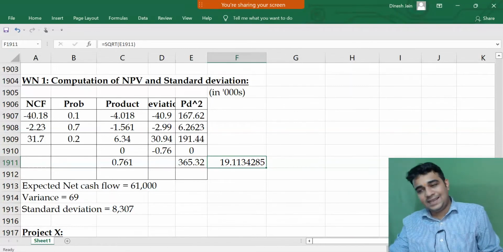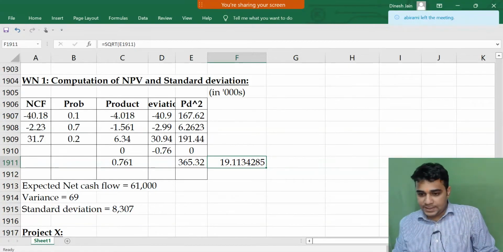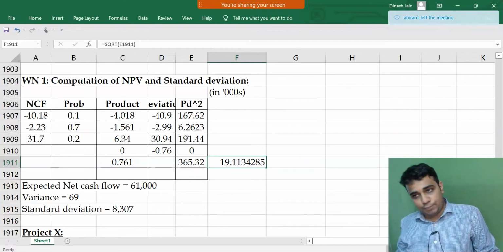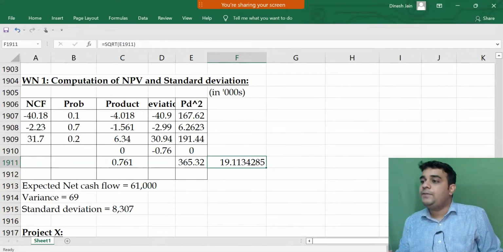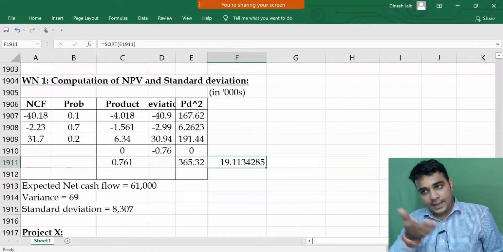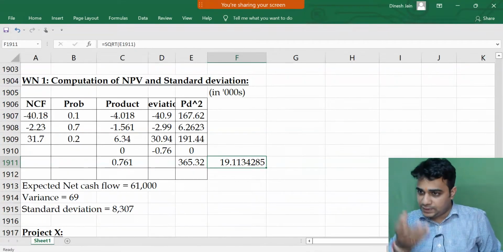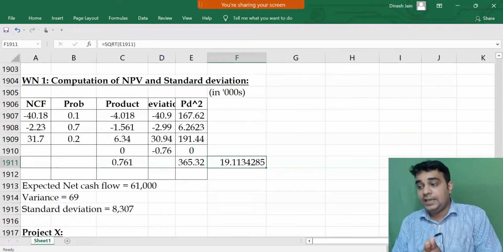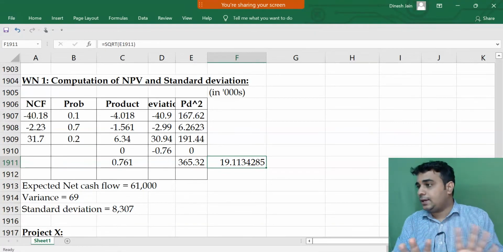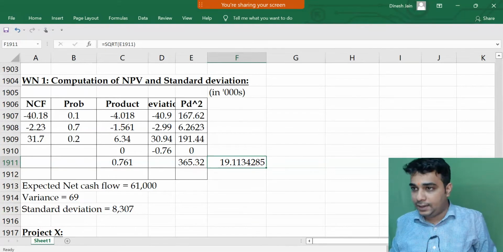Exactly the same approach. In that question, you had NPV and probability given. In this question, the NPV and probability were not given. Once you get NPV and probability, do the product, do the deviation, do PD square. The product total will give you the expected NPV. The square root of PD square will give you the standard deviation. The only headache is if they say dependent, independent; that I cannot handle here. Dependent NPV and independent NPV we cannot handle in this format.